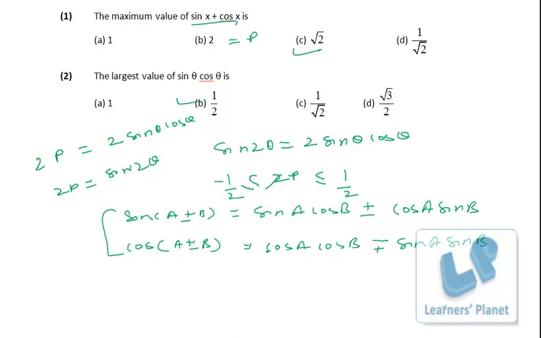And if you are asked about the minimum value, then it will be -1 by 2. So that's pretty simple if you are conceptually clear. Okay, so these two formulae, once again I'm telling you, they are really useful, and your basics must be clear if you wish to solve these sort of problems.